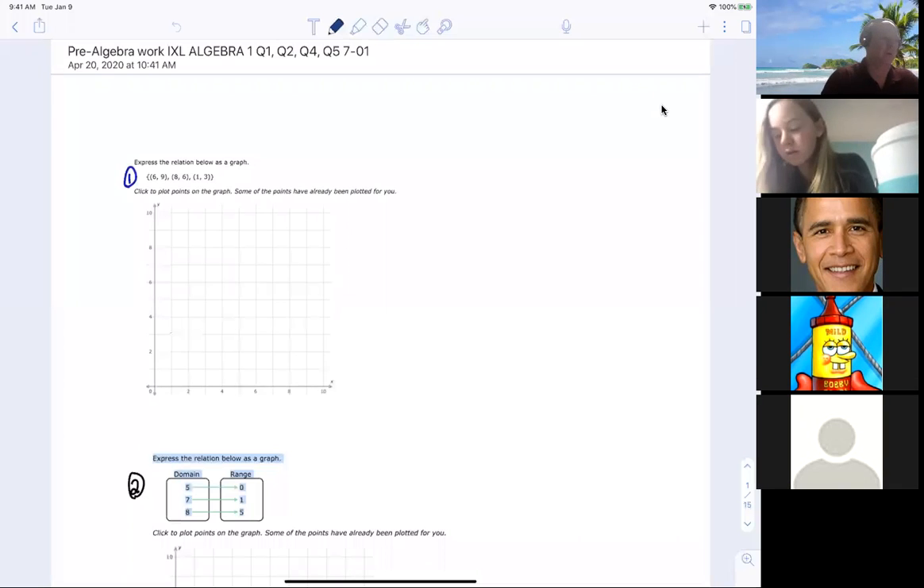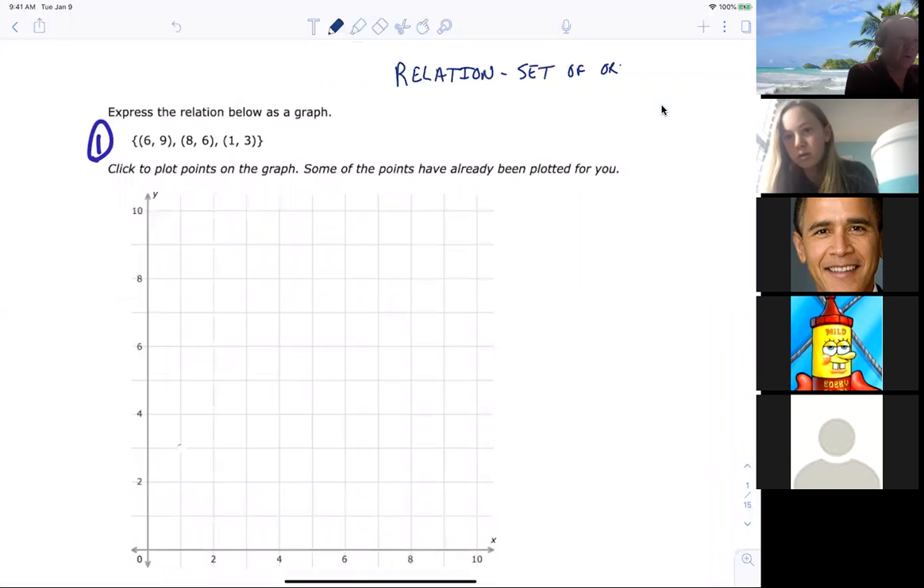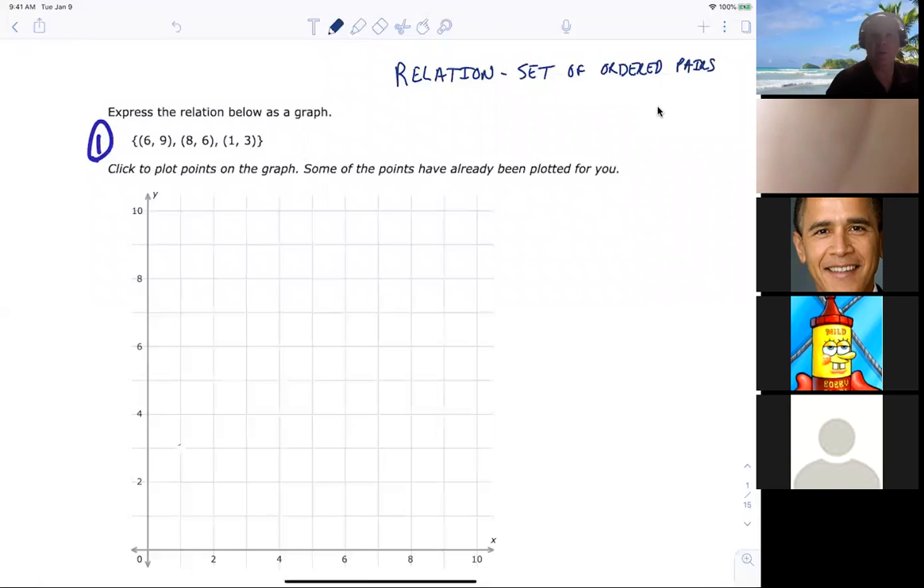Okay, so first thing is, guys, I want you to write down the definition of relation. A relation is just a set of ordered pairs. There's many ways to make a set of ordered pairs. You can do graphing, you can do mappings, you can do them as a table, lots of different ways.